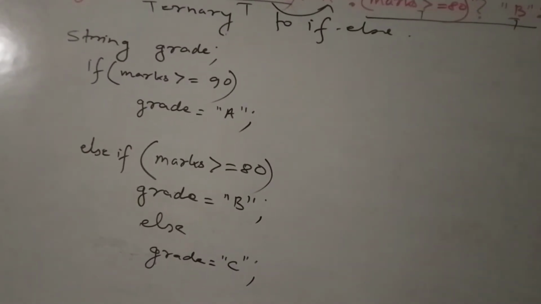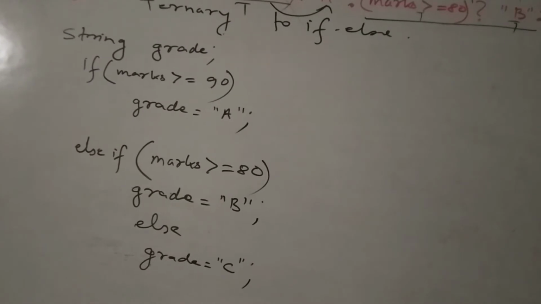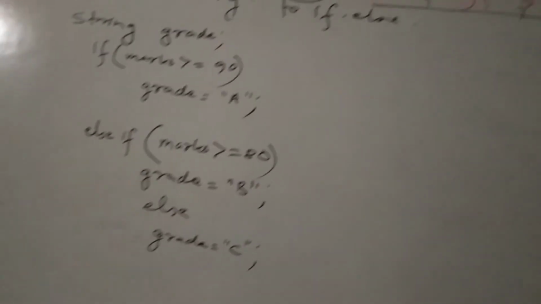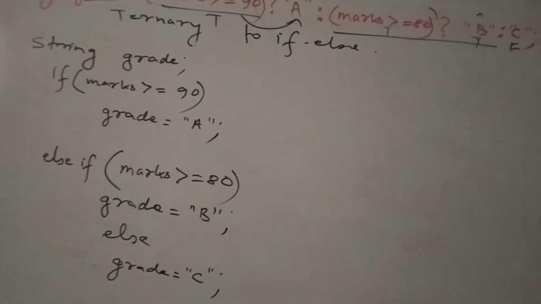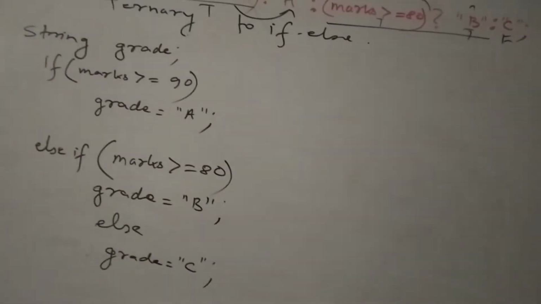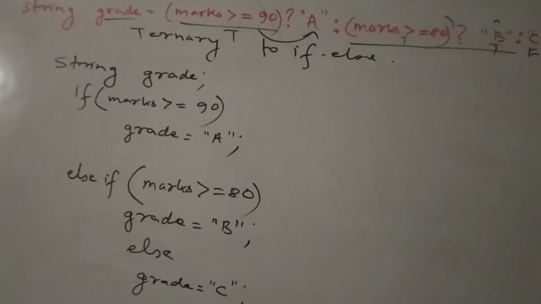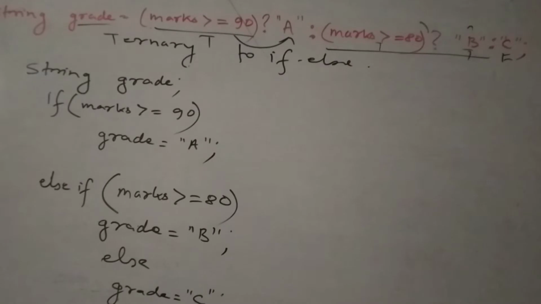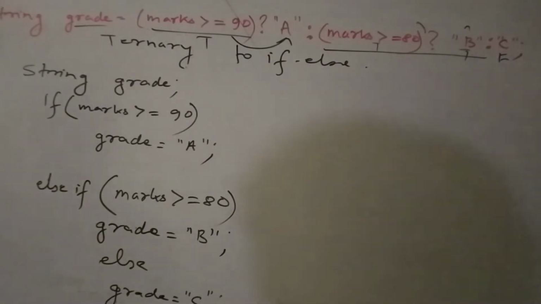I'll explain once again. If marks is greater than or equal to 90, your grade will be A. Else if your marks is greater than or equal to 80, then your grade will be B. Else your grade will be C. Clear? So this is the way we can convert from ternary to if else, or if else to ternary. Hope you have understood. Okay.